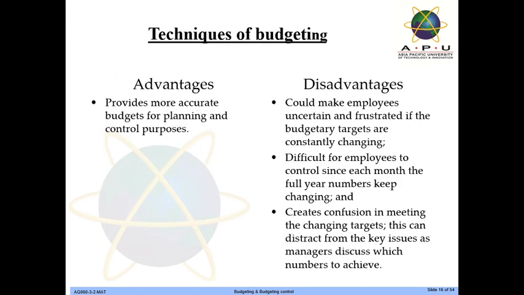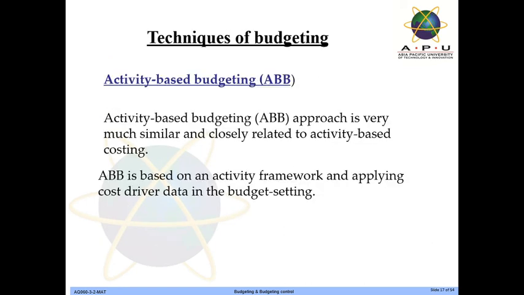Then we go to activity-based budget. The activity-based budget approach is very much similar and closely related to activity-based costing. So it's based on the activities. Activity-based budgeting is based on the activity framework and applies cost driver data in the budget setting.